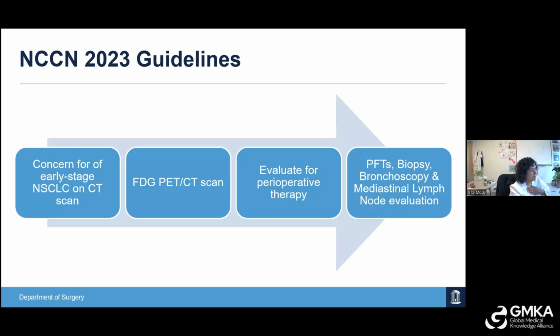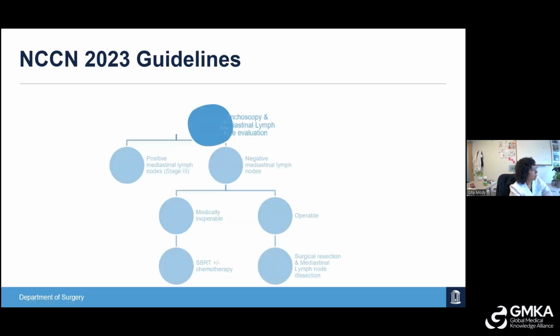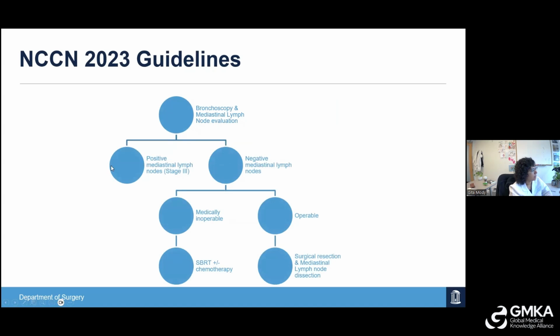So we use the NCCN guidelines, and we've already walked through the CT, the PET, the perioperative evaluations, and biopsies. Let's go from the biopsy to the next stage. So let's say they had negative mediastinal nodes and we deem them operable, then we go to surgical resection and lymph node dissection. If medically inoperable, we use SBRT, and then depending on nodal status, chemotherapy.